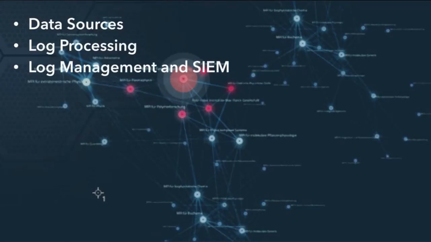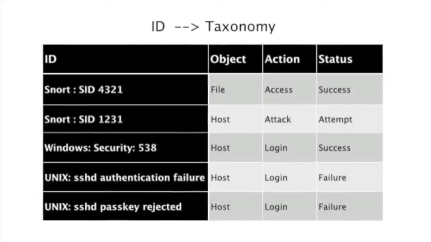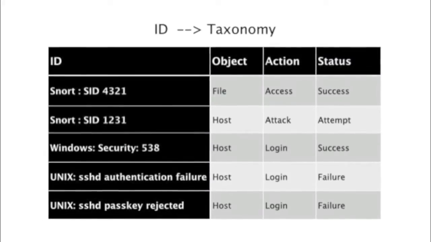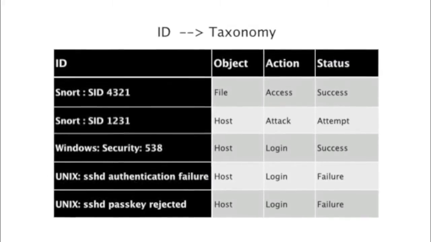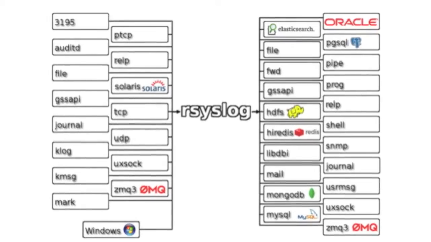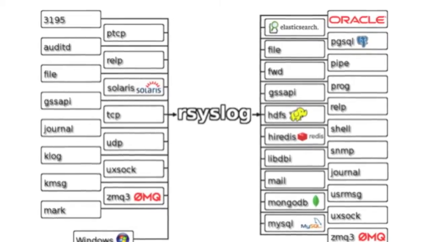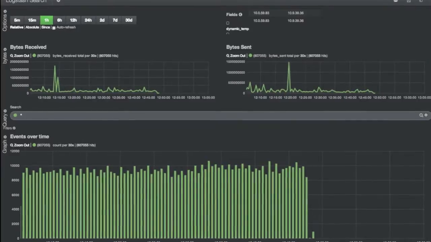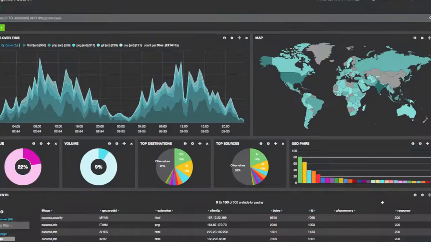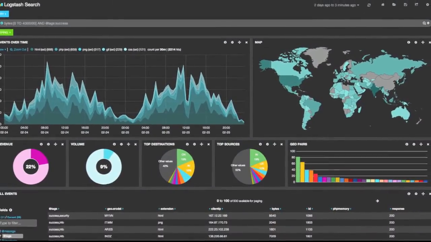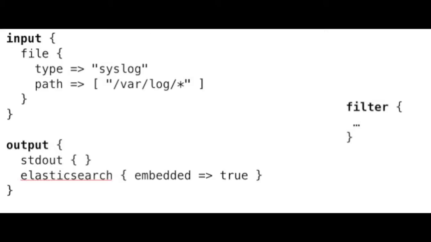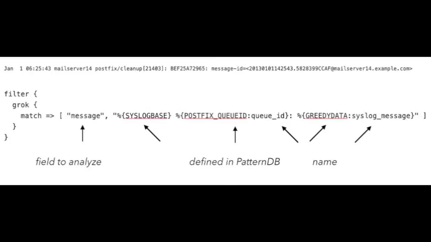Log management and SIEM is next. We're going to look at some of the key concepts, things like parsing, taxonomies, and correlation. And then we'll look at tools like rsyslog and syslog-ng very briefly to then dive into a longer section on the ELK stack, Elasticsearch, Logstash, and Kibana. And we'll look at how to configure Logstash and write grok parsers to deal with the amount of data that we're getting.